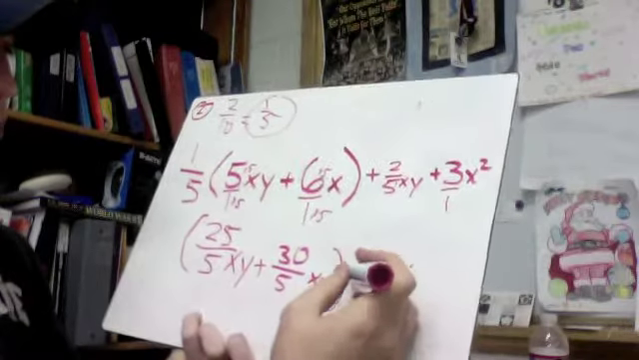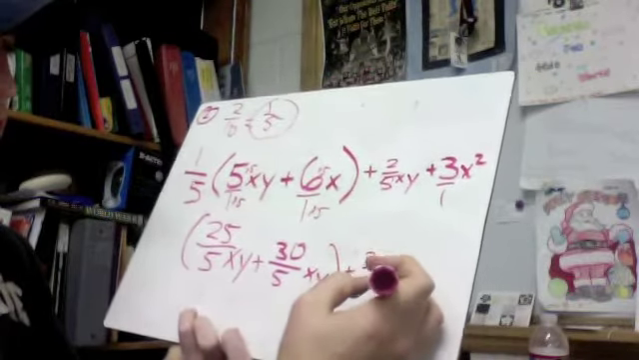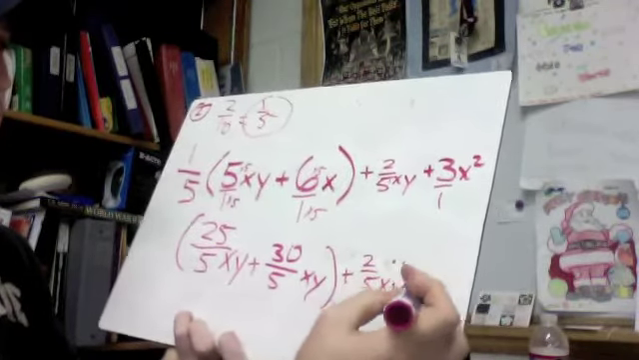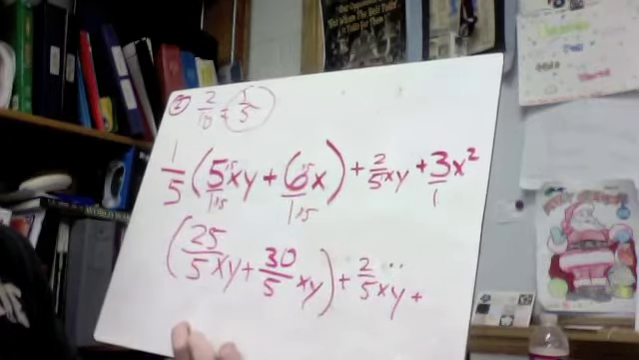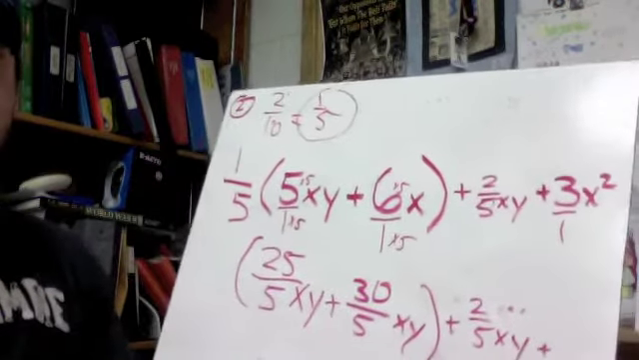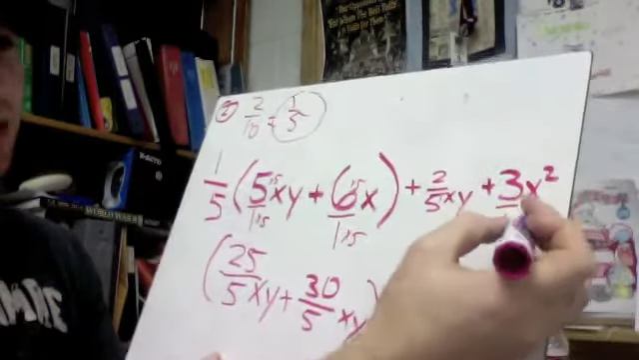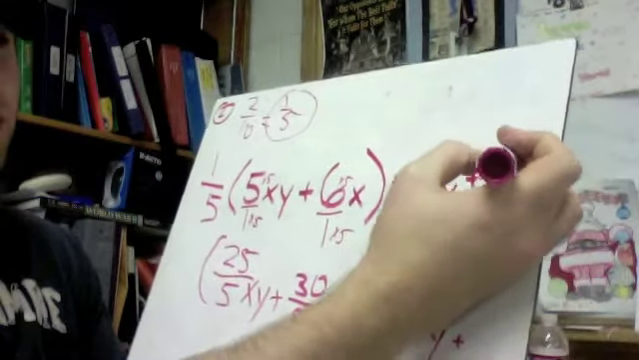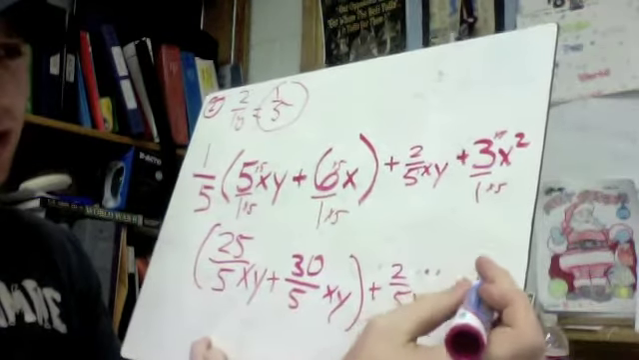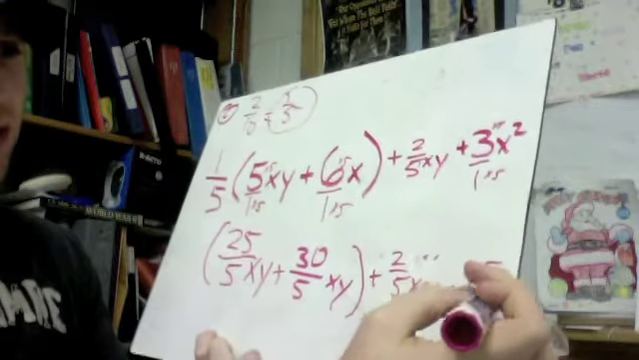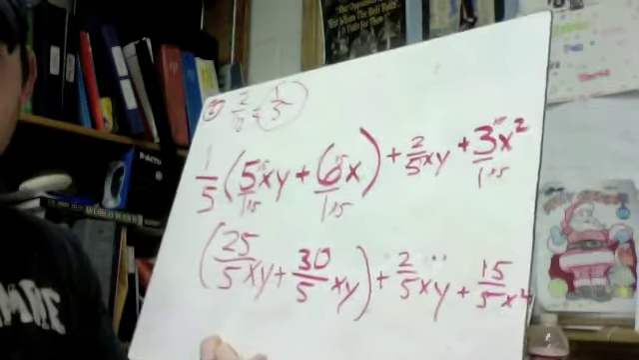And then we'd still have our plus 2/5 xy plus, and then 3 over 1. If I make that 5, that would just be times 5 to make that denominator 5, so times 5. So that's going to be 15/5 x to the second power. Okay.